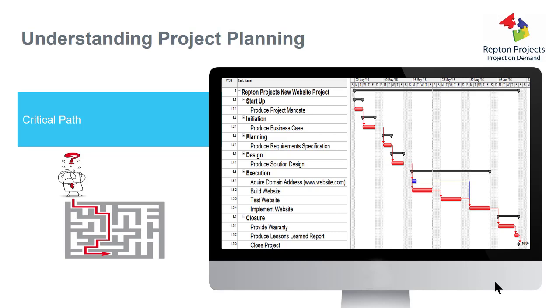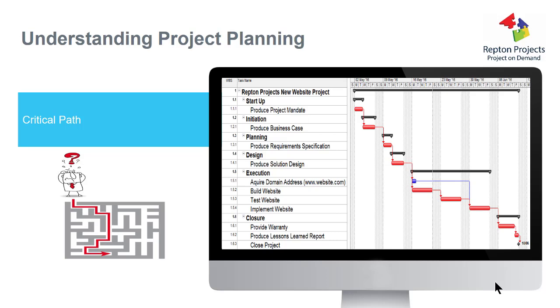I've got the produce project mandate to be 2 days, Monday and Tuesday. So therefore, the produce the business case starts on the Wednesday, assuming that the project mandate is completed on time. What happens if the project mandate doesn't take 2 days, it takes 3 days and goes into Wednesday? What happens to the business case task? That's got to slip by a day, surely, hasn't it? Because it's got a dependency on the project mandate.